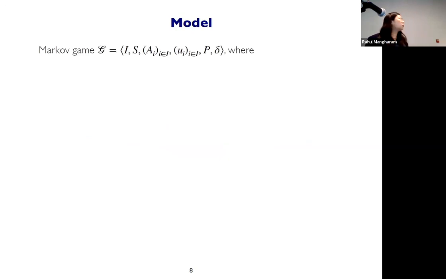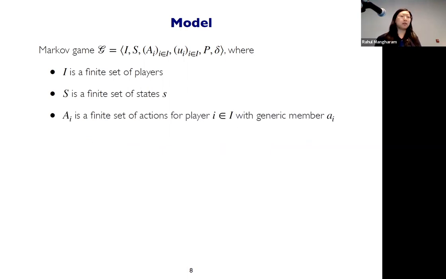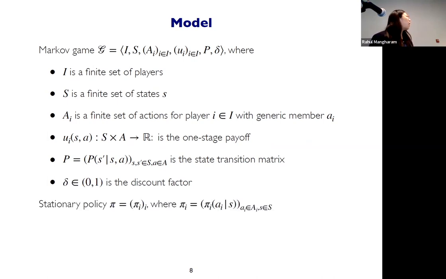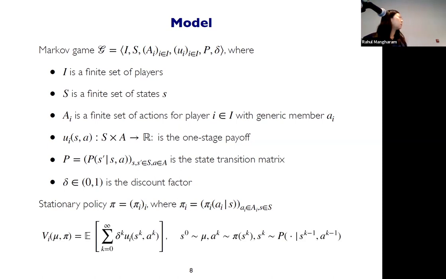Just to introduce the notation, we consider a finite set of players, a finite set of states, and action sets. Utility is a mapping from the state and action, and the state transition has a matrix. It's a discounted setting. We consider only stationary policies, which means the policy is time invariant. It tells you the probability of playing an action given a particular state.